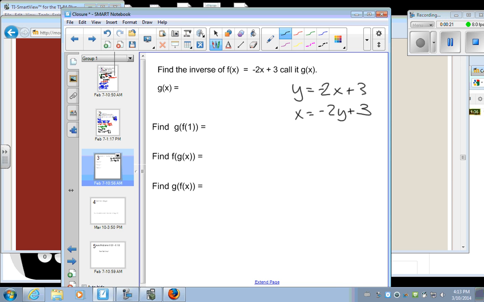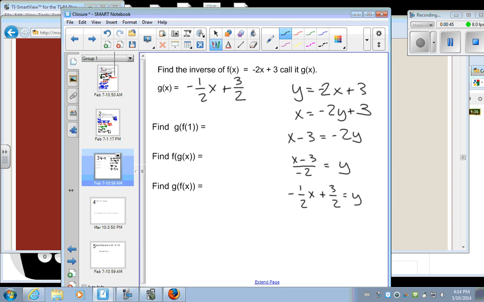x equals negative 2 times y plus 3, and then make sure to solve for y. So I would start by subtracting 3 from both sides, then dividing by negative 2, and you can either write it that way or you could write it like this. Either way is fine by me. So when you put it back in g of x form, you would write it like that.